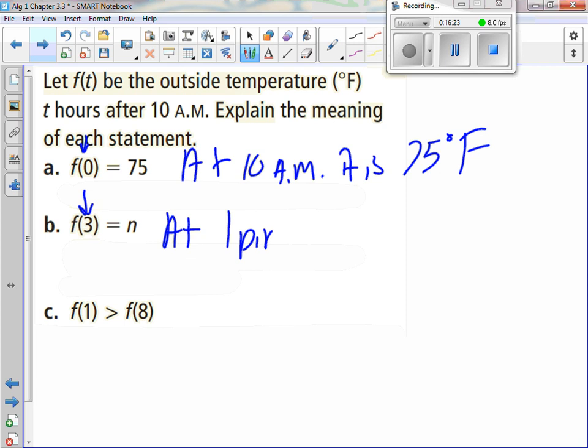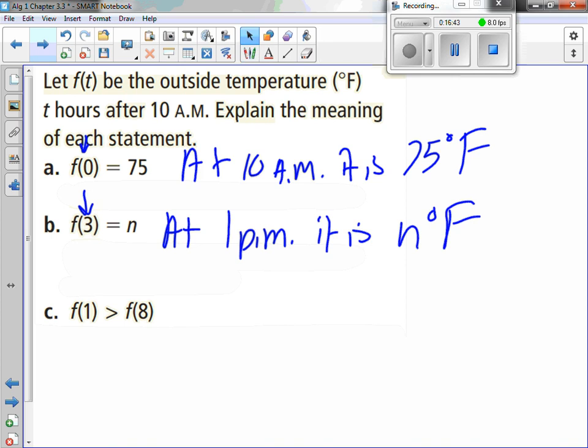At 1 p.m., because 10 to 11 is 1, 11 to 12 is 2, and then 12 to 1 would be 3 hours. So it's at 1 o'clock, 1 p.m. It is what? Fahrenheit. Because again, f of 3 would give us our temperature, and here it is in degrees. Any questions on this here?